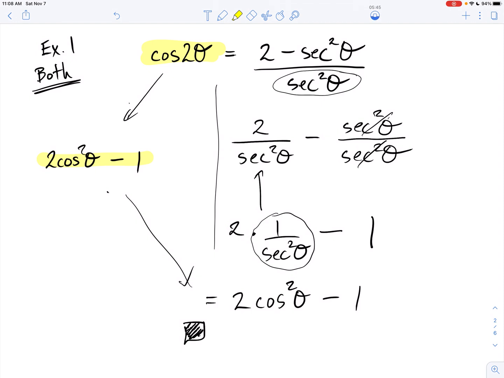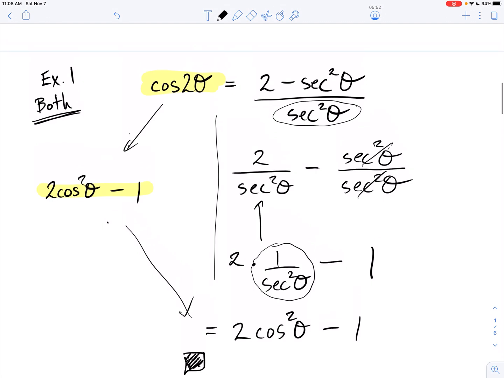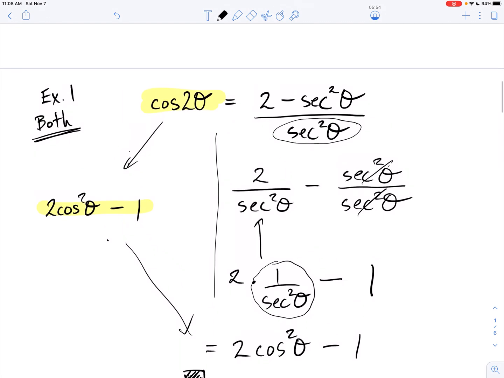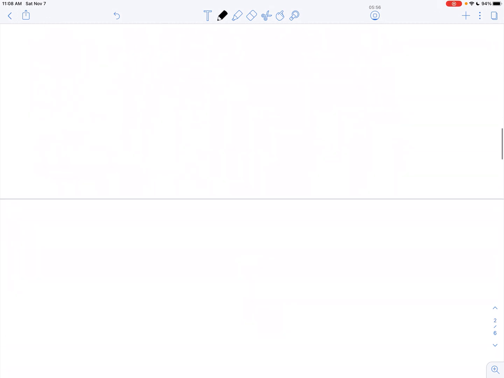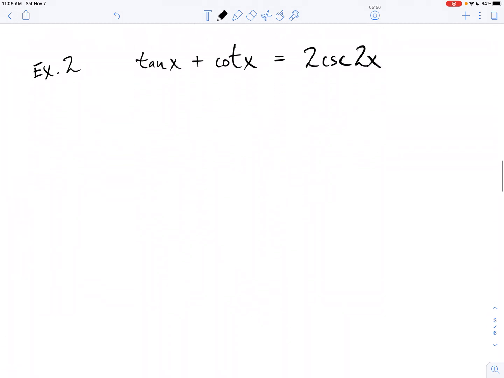So the more you know, the quicker it is to rewrite stuff the way you want it. So that was my first example. I did it 2 different ways. Let's talk about the next one. Let's look at the next example. So here's my next example.